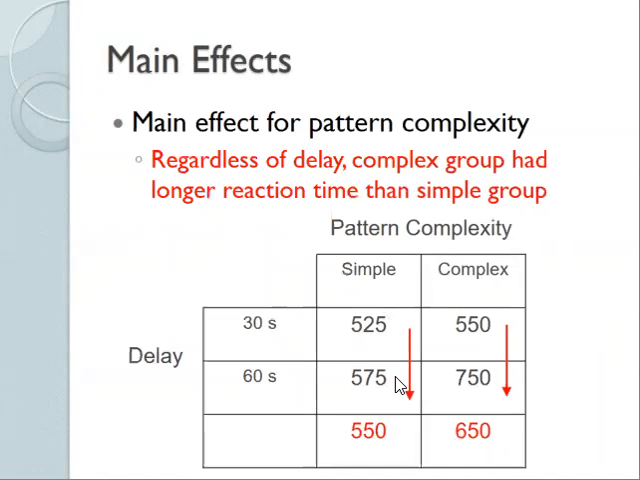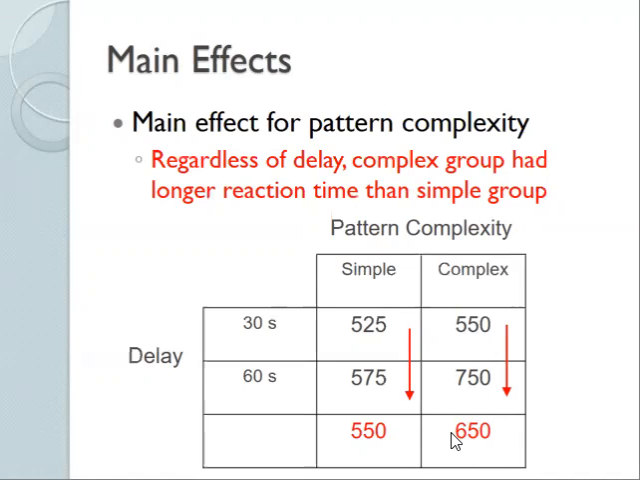So we want to look across. Okay, so we're looking at, regardless of delay, what's the difference between the simple and complex group? So because we're averaging across delay, we're going to go down, right? We don't care about delay. We just want to know the average for simple versus complex. So the average for 30 and 60 seconds is 550 for simple, 650 for complex. Okay, so it looks like there is a main effect. The complex pattern group have a slower reaction time than the simple pattern group.